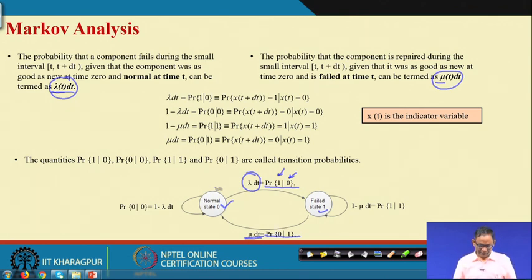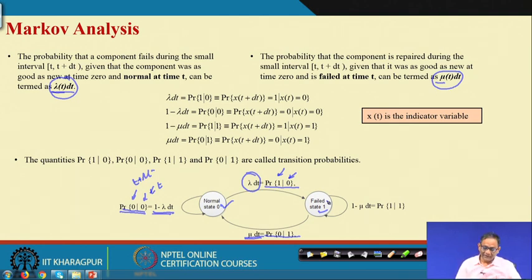Now, what will be the probability that the component is working at time t and will also be working at time t plus delta t? That is basically probability 0 given 0, that means normal at time t plus delta t given normal at time t. That probability is nothing but 1 minus lambda t dt. The reason is, when the component is at normal state, it can either remain at normal or it may go to the failed state. So, that is basically two conditions.